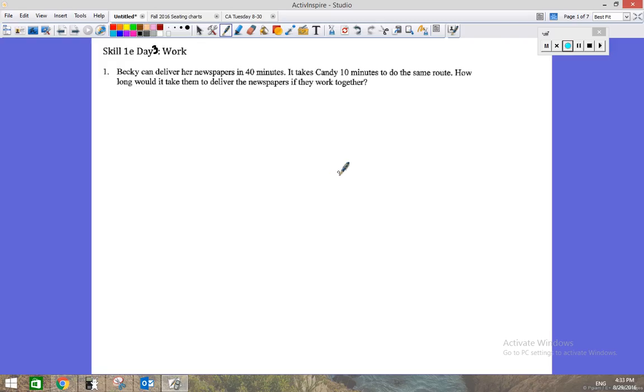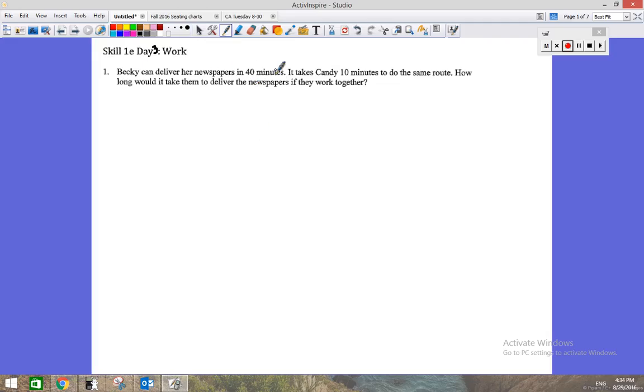All right, so let's take a look at problem number 1. Becky can deliver her newspapers in 40 minutes. It takes Cindy 10 minutes to do the same route. How long would it take them to deliver the newspapers if they work together? So we assume their rate of work is constant, that they work steady all the way through. We recognize here that our unit of time is in minutes.